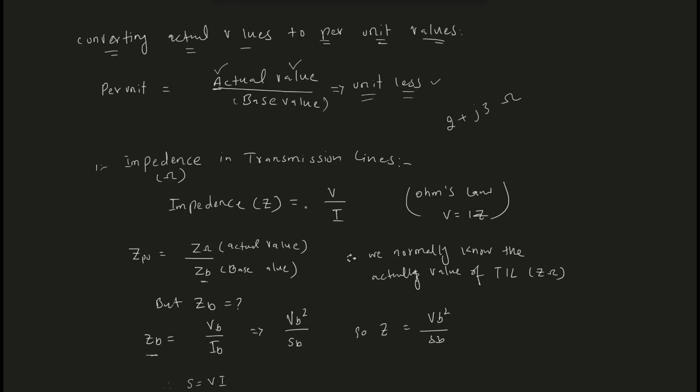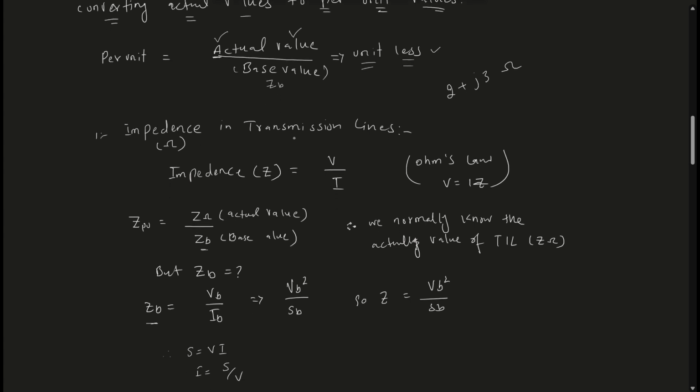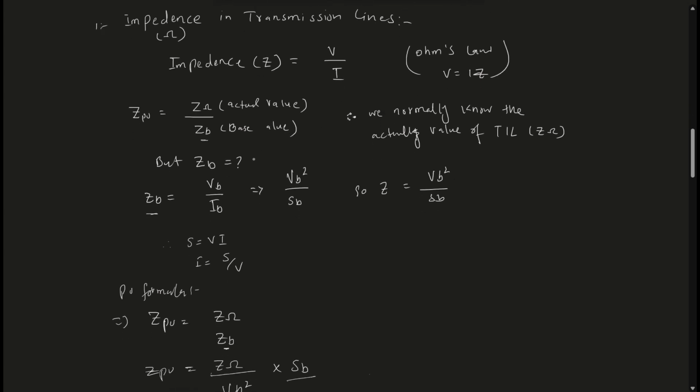Why? This is because the base value of impedance is not given directly. We need the base value of impedance, which will be denoted by ZB. So ZB is not given directly in numerical problems. So we will have to get another equation to find the Z per unit of impedance. We will derive the base impedance by starting from Ohm's law.